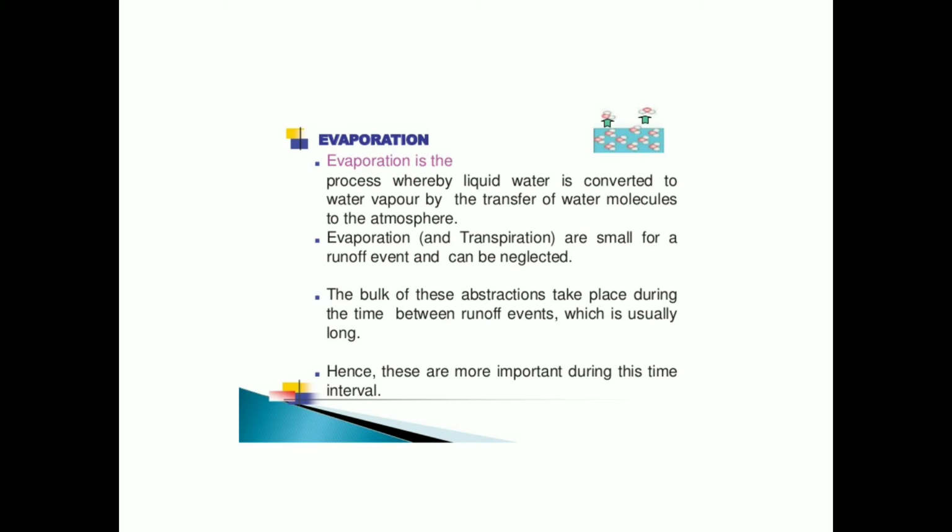Evaporation is the process whereby liquid water is converted to water vapor by the transfer of water molecules to the atmosphere. Evaporation mainly takes place due to the sun's rays. The evaporation and transpiration, that is taking place from the leaves of the plants, are small for a runoff event and can be neglected. The bulk of these abstractions take place during the time between runoff events, which is usually long. Hence these are more important during this time interval.